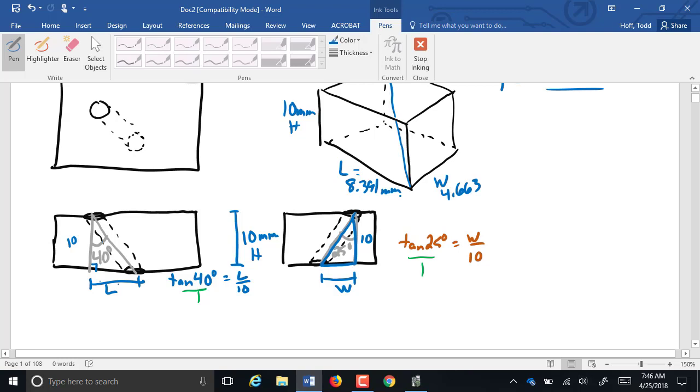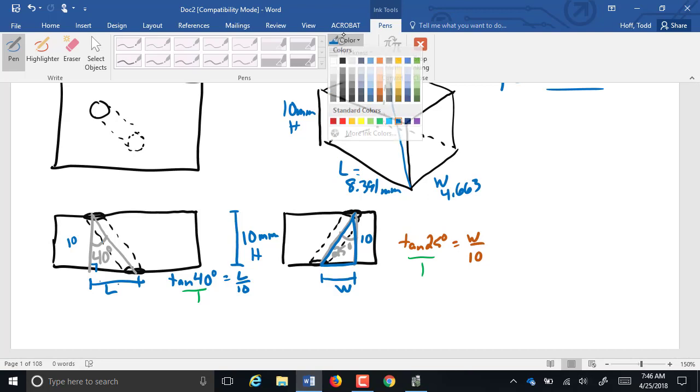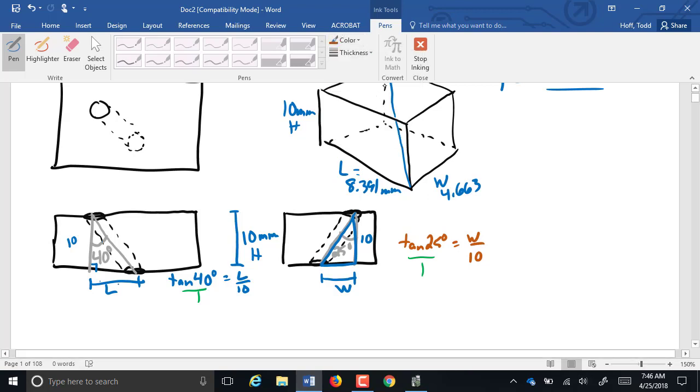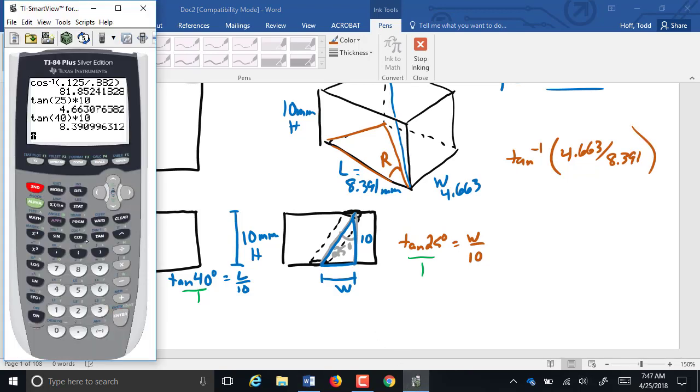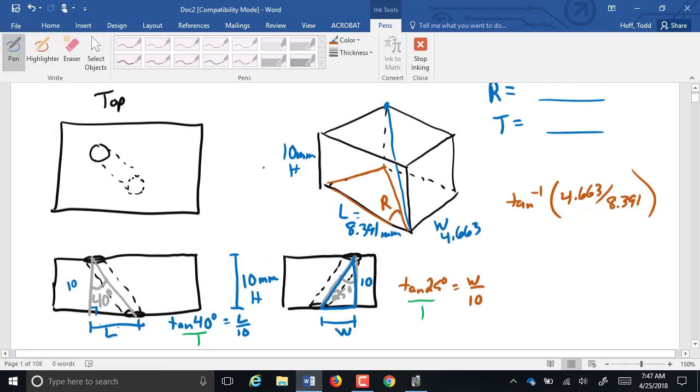This is now the exact same problem we just solved. R is right there. R is going to be the inverse tangent of this dimension, which is the 4.663, over this dimension, which is the 8.391. That gives .06 degrees.